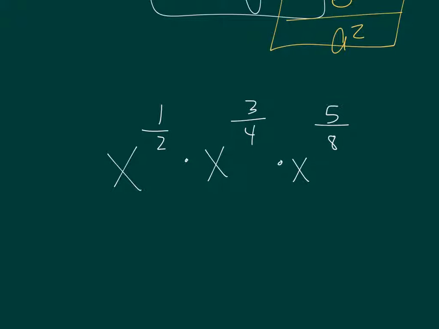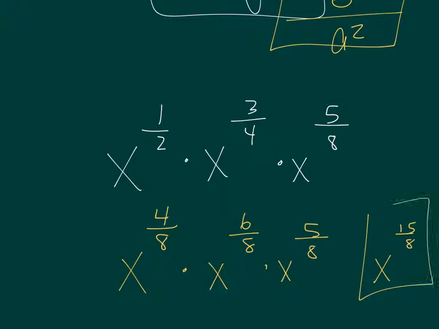How about I rewrite this, Will? So I'd have all denominators the same. What should I write the first one as? 2/4. How about eighths? X to the 6/8 and 5/8. 4 plus 6 is 10, plus 5 is 15, x to the 15/8.